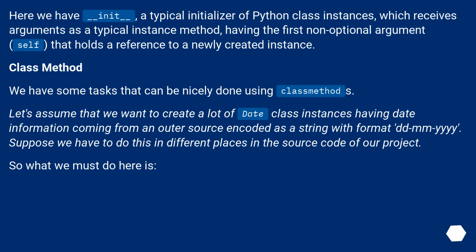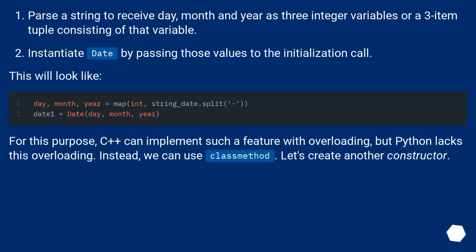Class method. We have some tasks that can be nicely done using class methods. Let's assume that we want to create a lot of date class instances having date information coming from an outer source encoded as a string with format dd-mm-yyyy. Suppose we have to do this in different places in the source code of our project. So what we must do here is parse a string to receive day, month and year as 3 integer variables or a 3-item tuple consisting of those variables, then instantiate Date by passing those values to the initialization call. This will look like this.